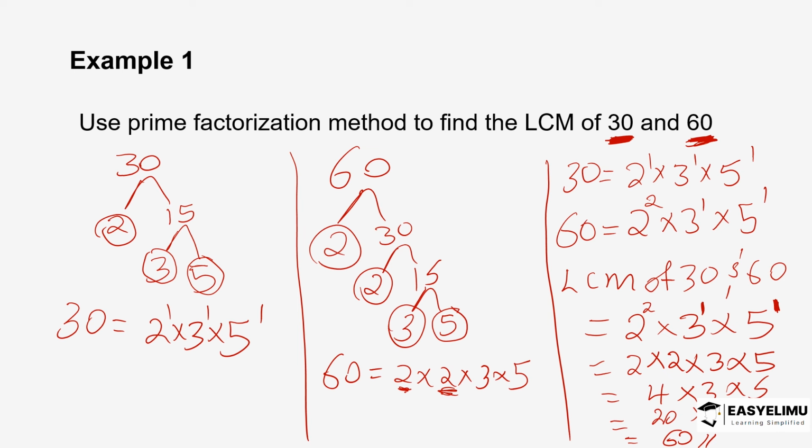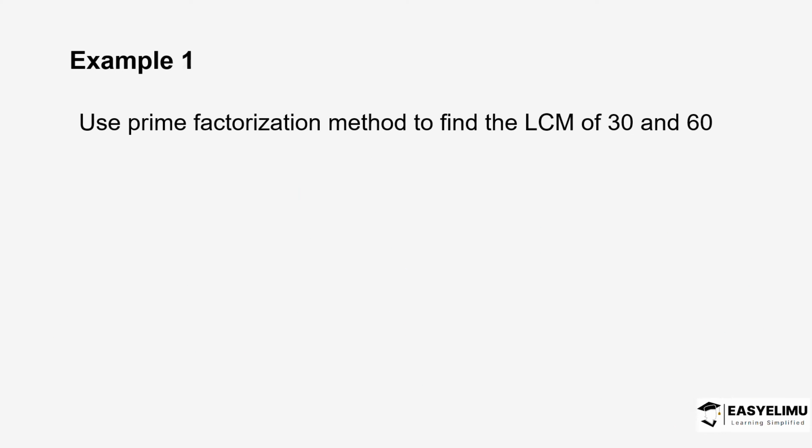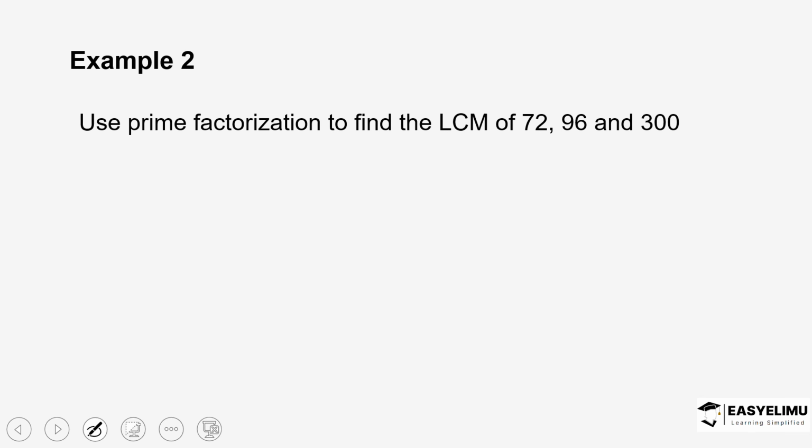Remember, from our definition, the LCM is the least number into which the given numbers divide without leaving any remainder. So that is basically how you go about it. Let's look at another example here.